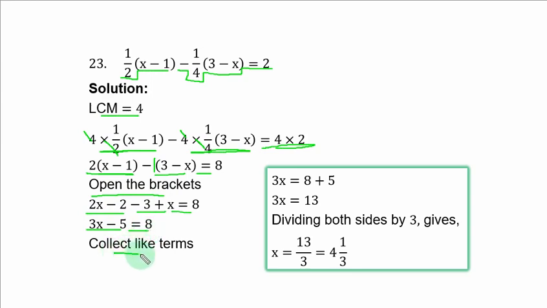Next thing is to collect like terms. You simply transfer minus 5 to the right hand side, it becomes plus 5. So you have 3s equal to 8 plus 5, and 3s is equal to 13. Next thing is to divide both sides by 3, the coefficient of s, in order to have s standing alone, and s is simply equal to 13 over 3. In mixed fraction, you have 4 whole number 1 over 3.